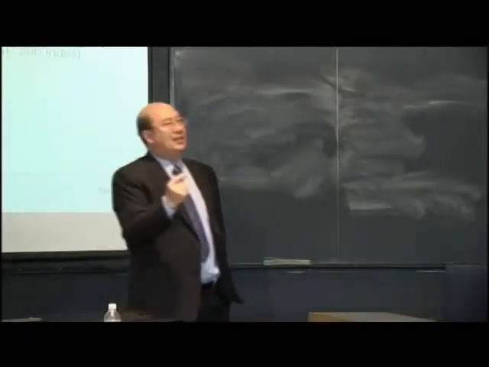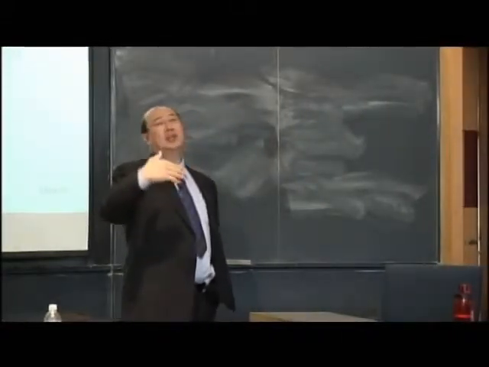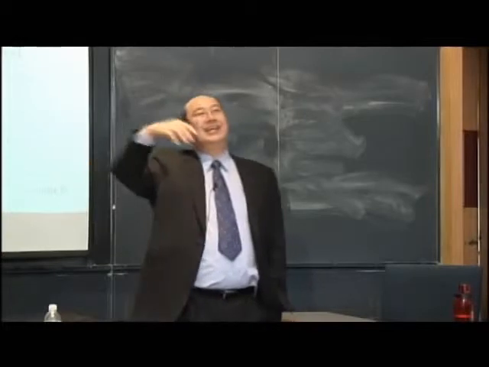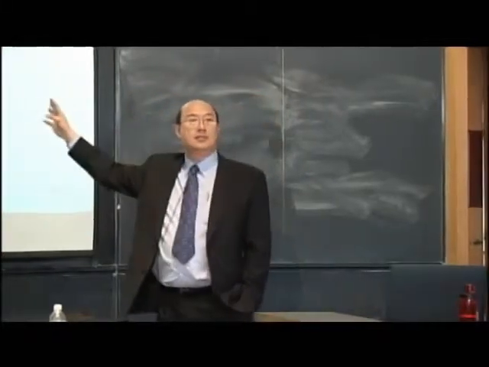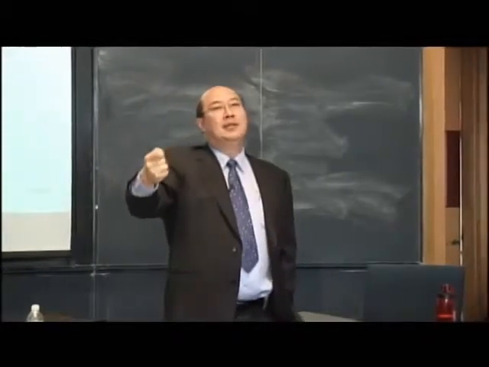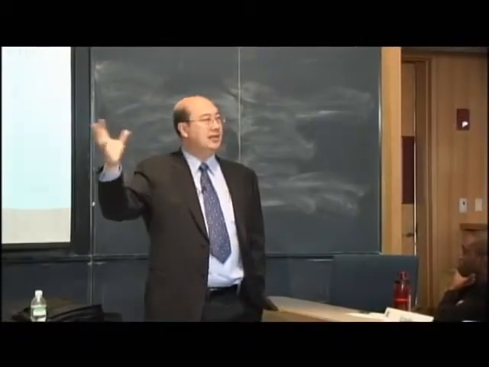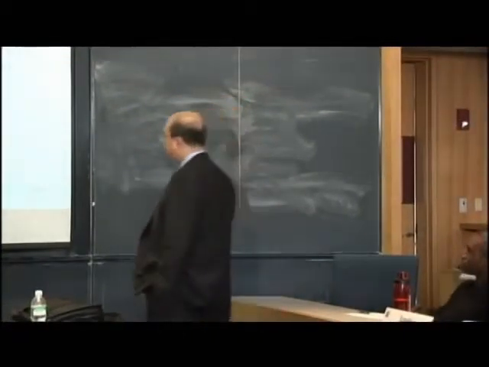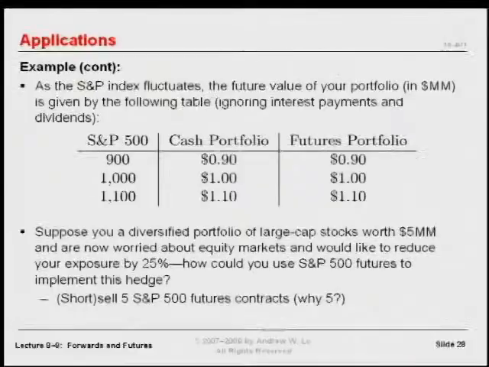Now, what does this say? This says that you are essentially agreeing that you're going to buy the S&P 500 whenever it settles. But you're not really buying the S&P 500. You're buying a pure bet that is equivalent to 250 times the S&P 500. Okay? So let's take a look at what that means.